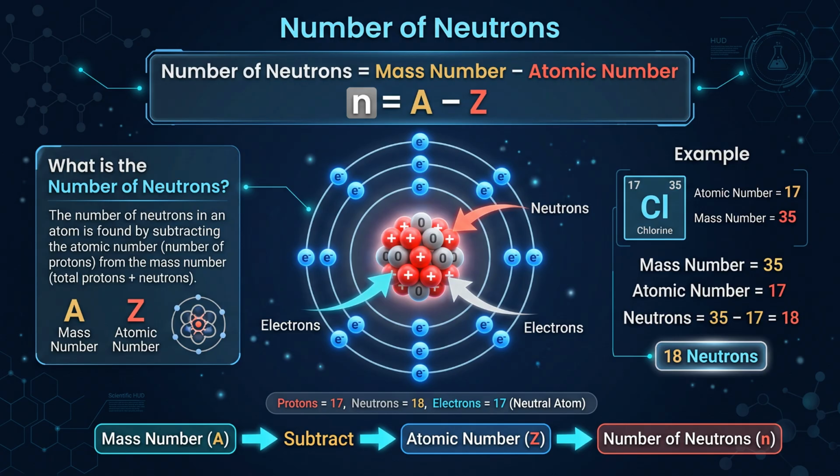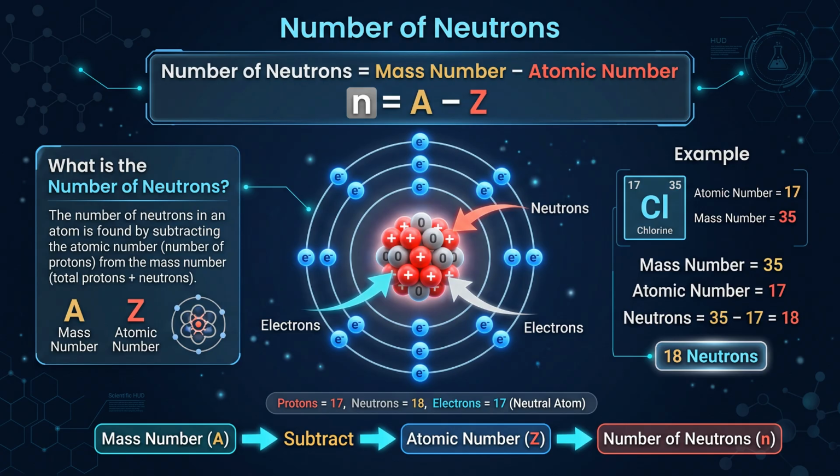In environmental science, isotopes help scientists trace pollution sources and study climate change. Therefore, understanding how to calculate neutrons has many real-world applications beyond the classroom. When solving numerical problems, students should always follow a simple sequence.